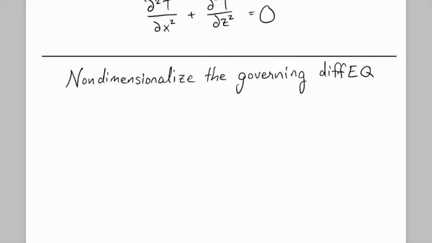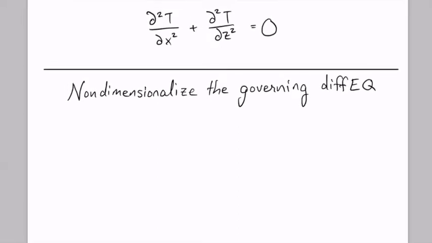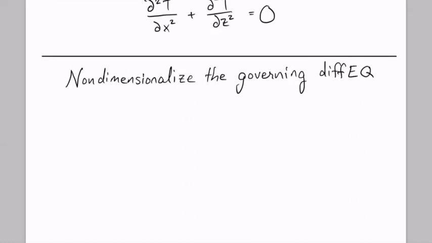Our next step is to non-dimensionalize the governing differential equation that we derived in the previous step. And so in non-dimensionalization, the aim is always to have parameters, and in this case our parameters are x, z, and T, and they're going to go to the non-dimensional versions, xi, zeta, and theta. And we want these parameters to operate on the range of 0 to 1.